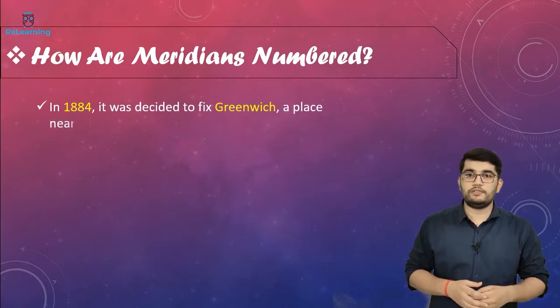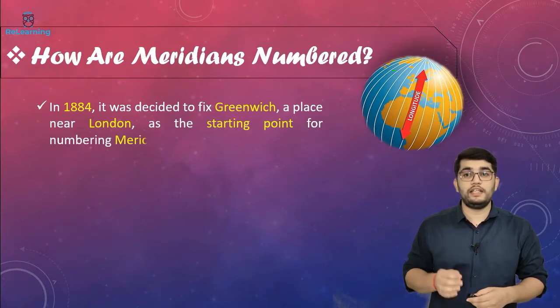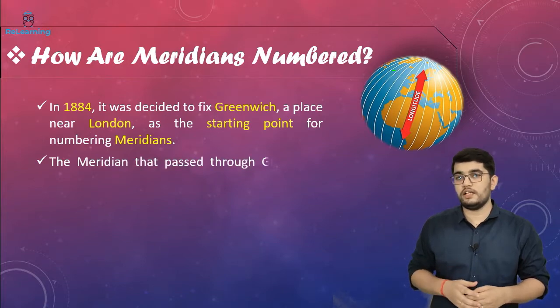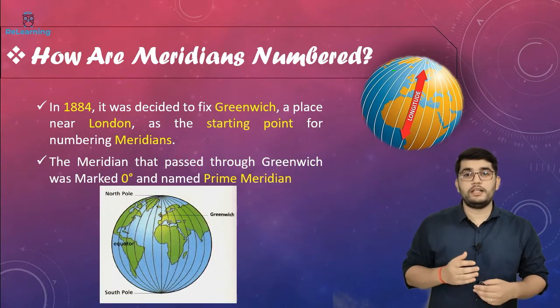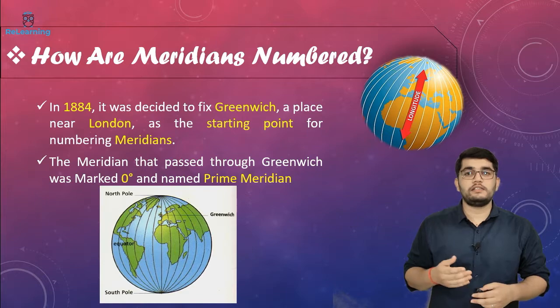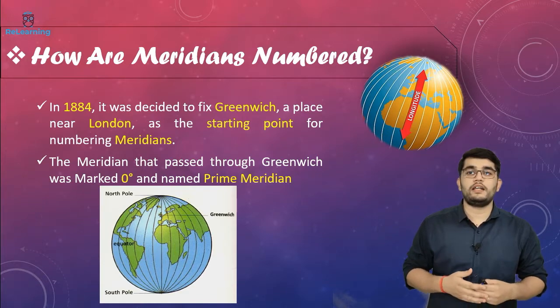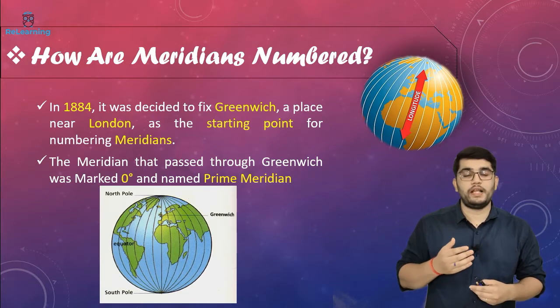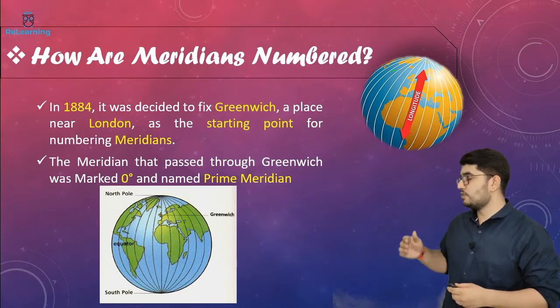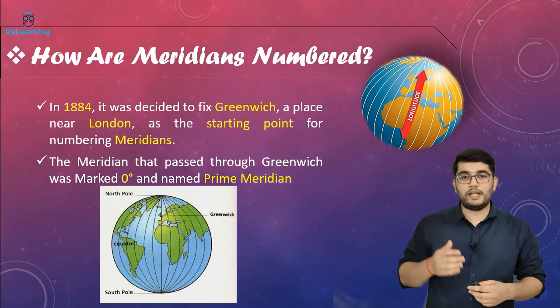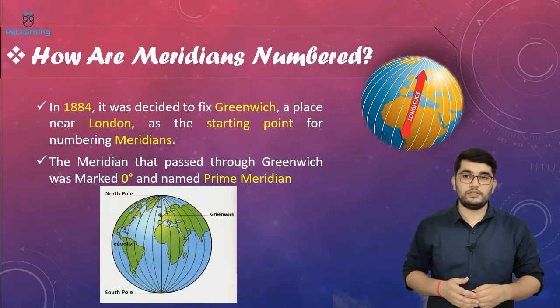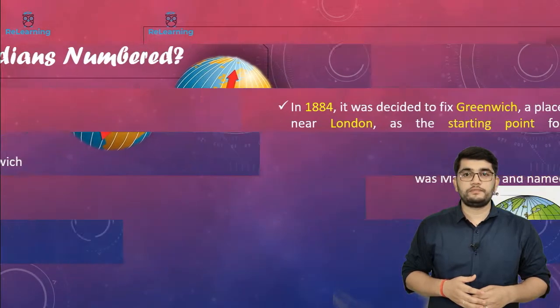In 1884, it was decided to fix Greenwich, a place near London, as the starting point for numbering meridians. The meridian that passed through Greenwich was marked 0 degree and named prime meridian. You can see in the picture over here, the Greenwich, the prime meridian is located. Okay, let's see the next one.